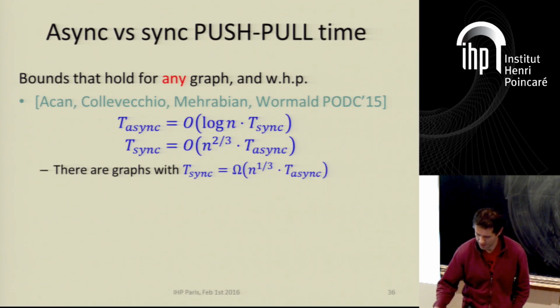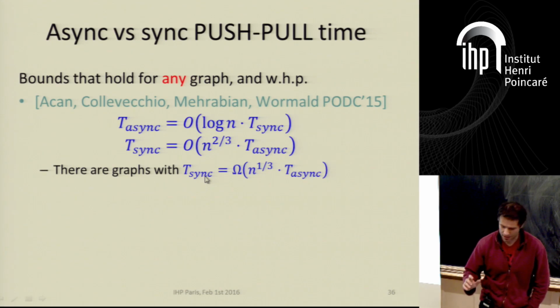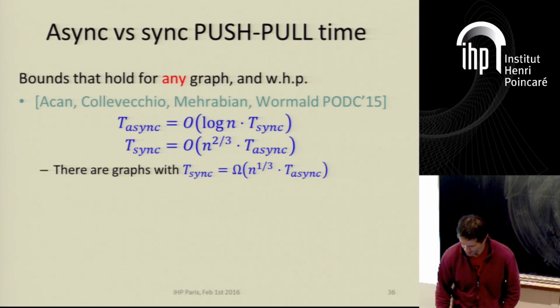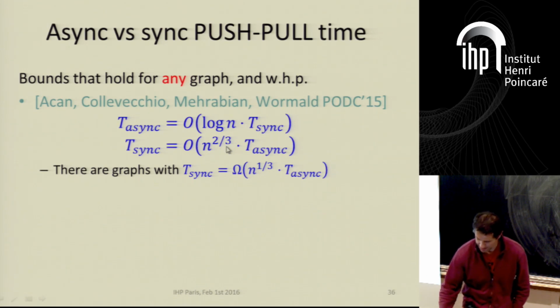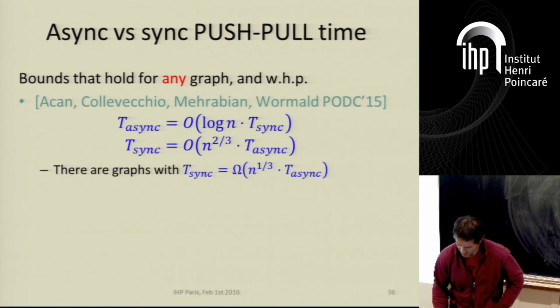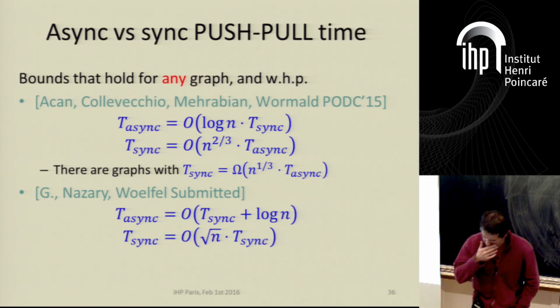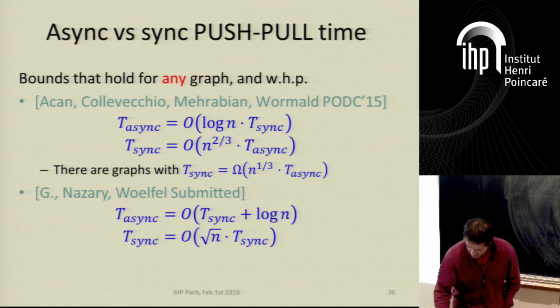Or in other words, the asynchronous is much faster than the synchronous. And in fact, they did show an example of such a graph where asynchronous rumor spreading is much faster than the synchronous. Also, they conjecture that these bounds are not tight, and they said which are the right bounds, and these are the bounds that we showed very recently.